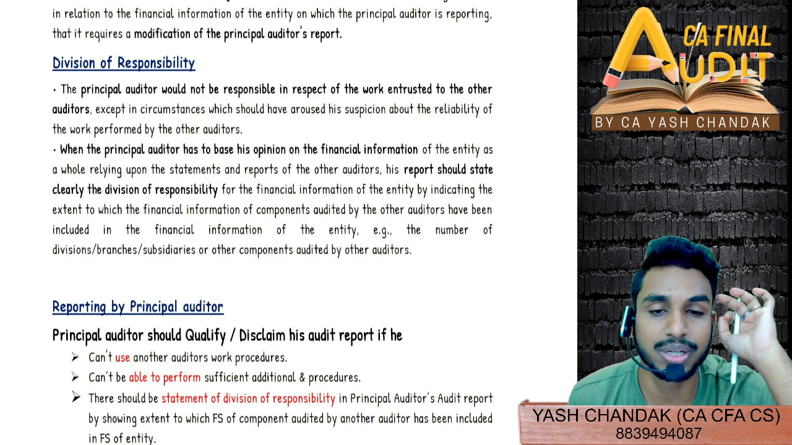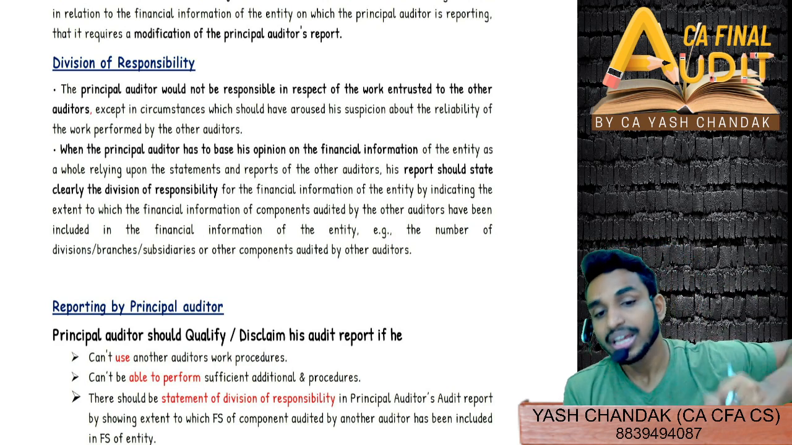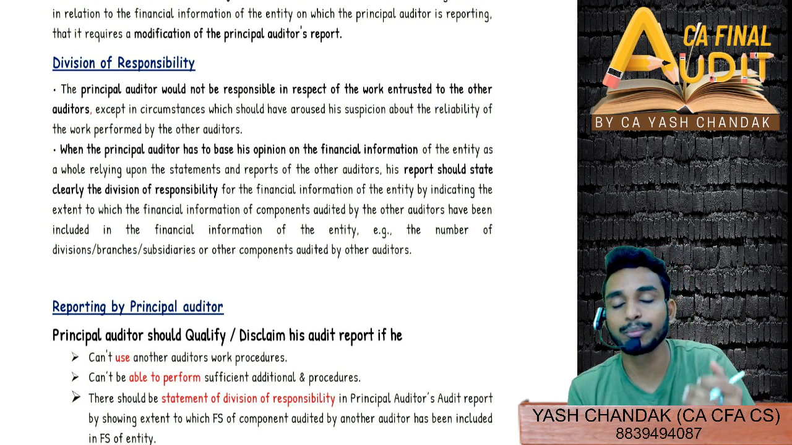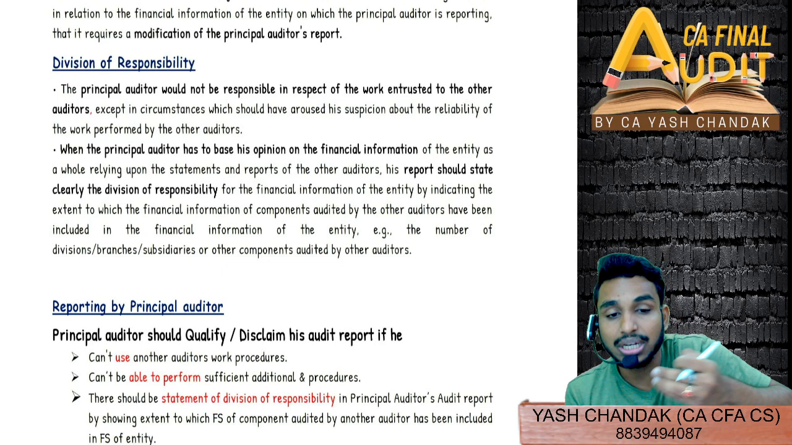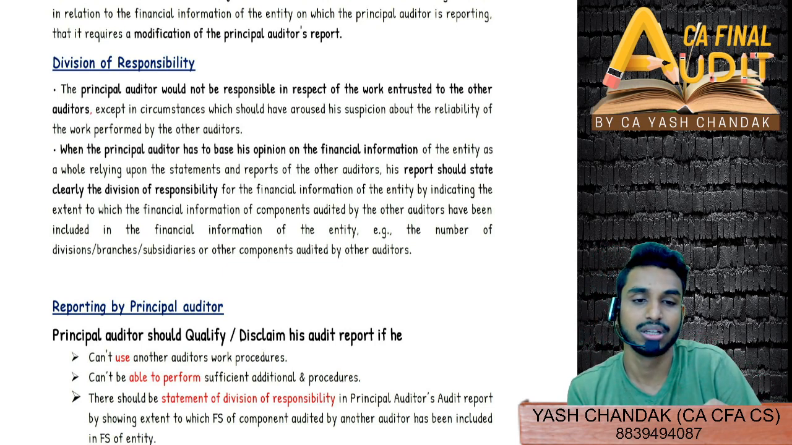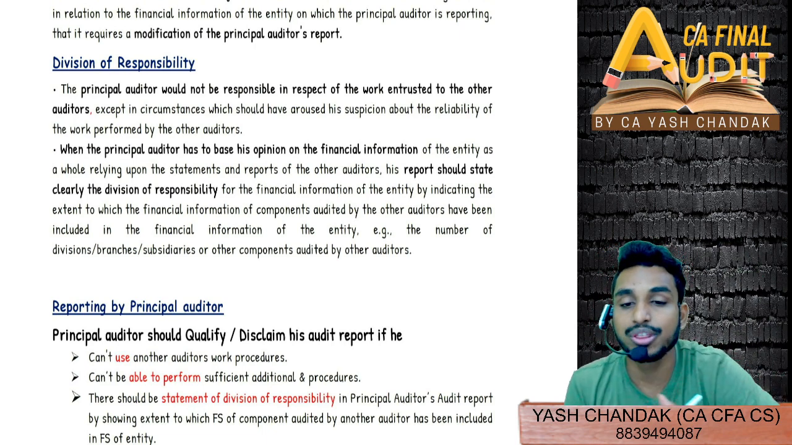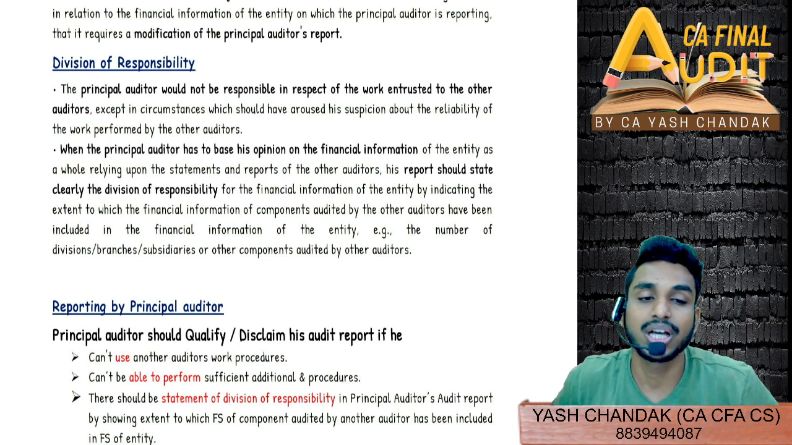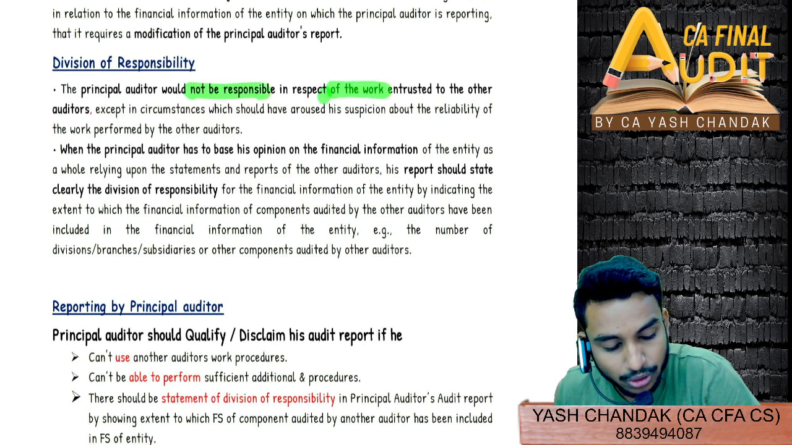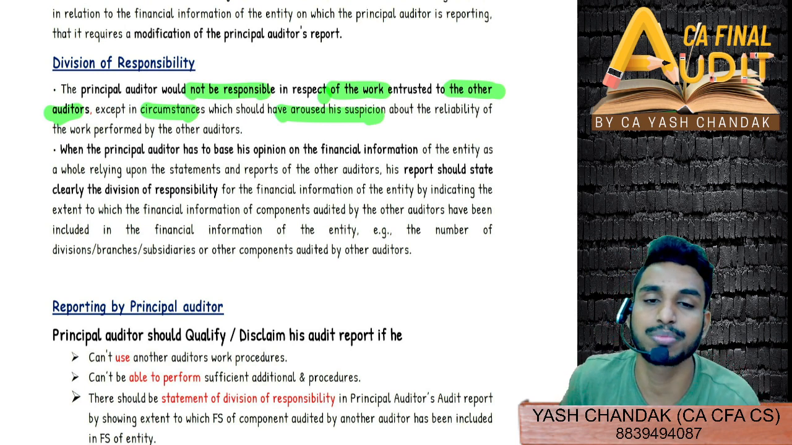This is divided responsibility. Divided responsibility means what? The portion of the audit which is carried out by the other auditor will only be held responsible. And therefore, in our audit opinion, audit report also states how much portion of total assets, how much portion of total revenue, how much portion of total profit we have audited in actuality, and the rest is audited by other auditors. We specifically state this so as to divide the responsibility amongst us and the other auditors. Getting this? So see here, the principal auditor would not be responsible in respect of the work entrusted to the other auditors, except in circumstances in which suspicion should have arisen.